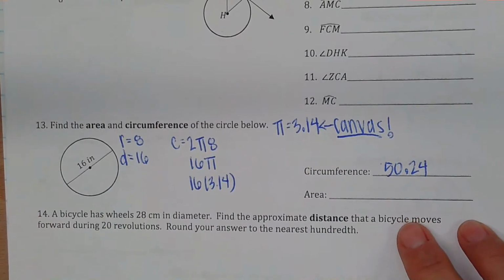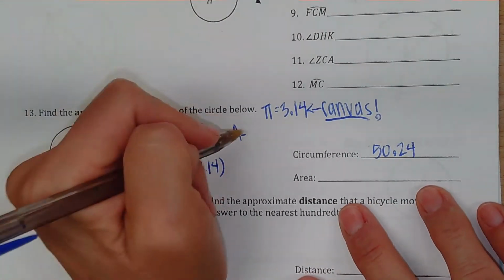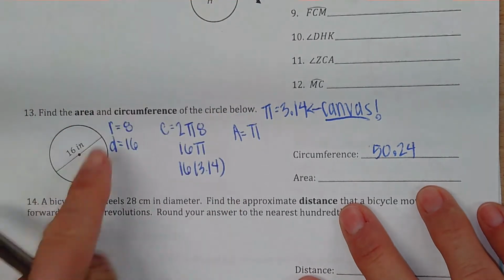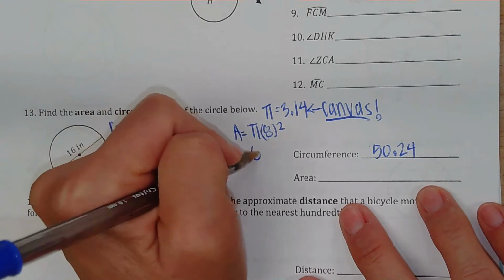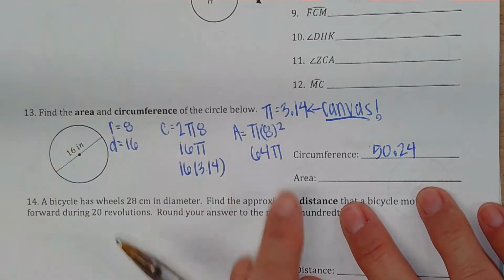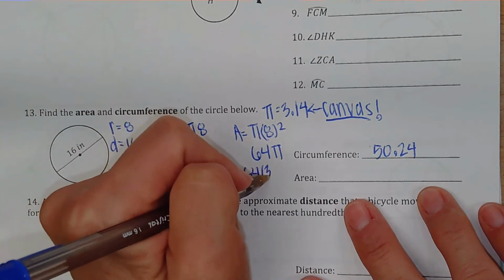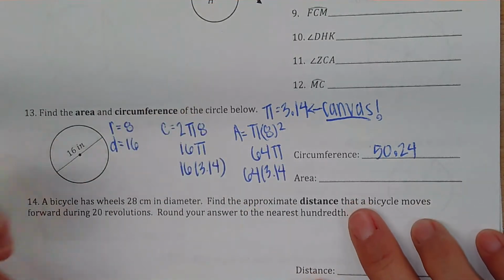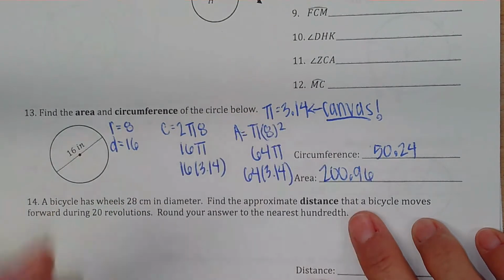All right, next up, we're going to find the area. And your area is going to be equal to pi times your radius, which is 8, squared. That would be 64 pi. And when you multiply 64 times 3.14, you will get 200.96.